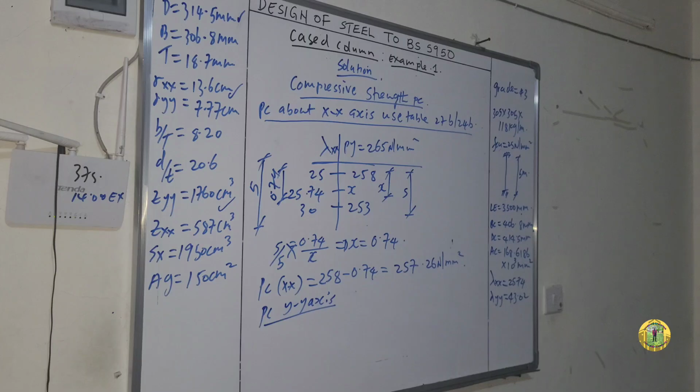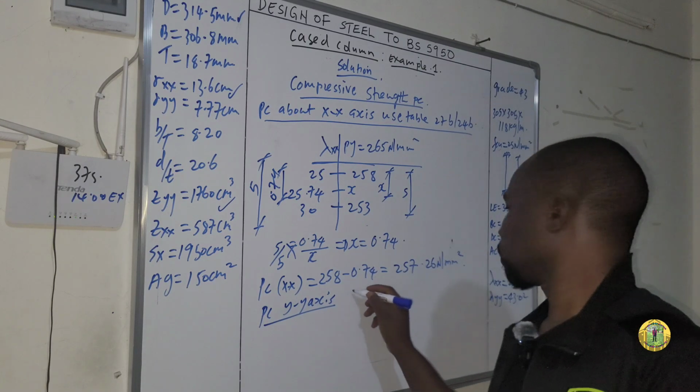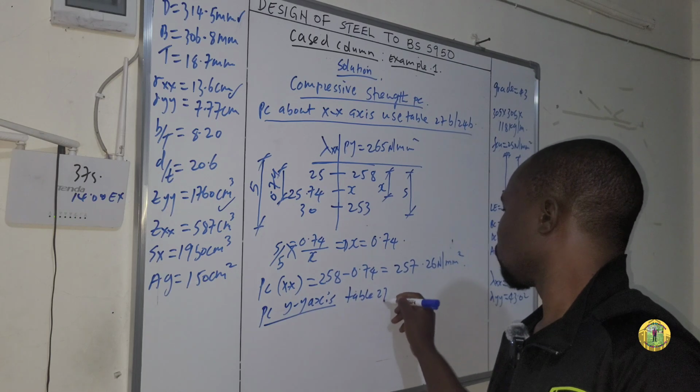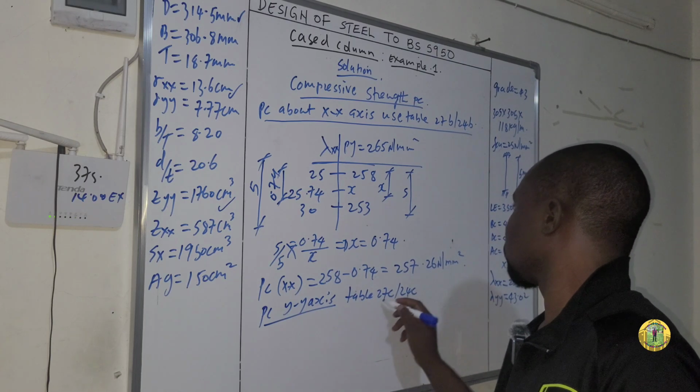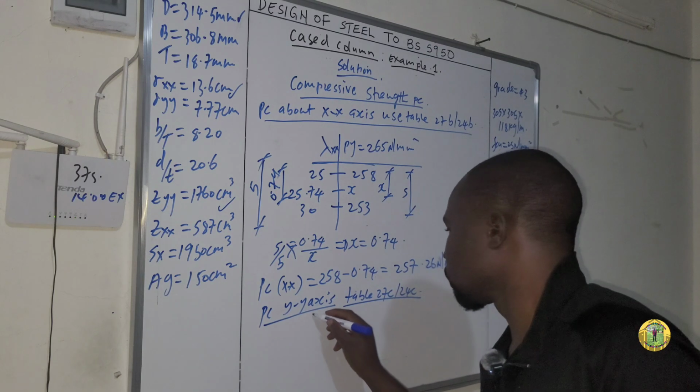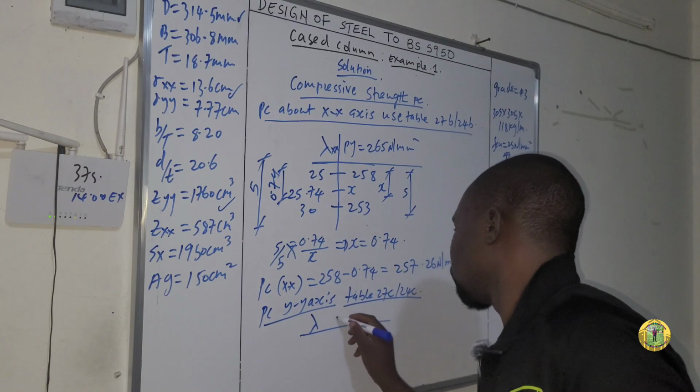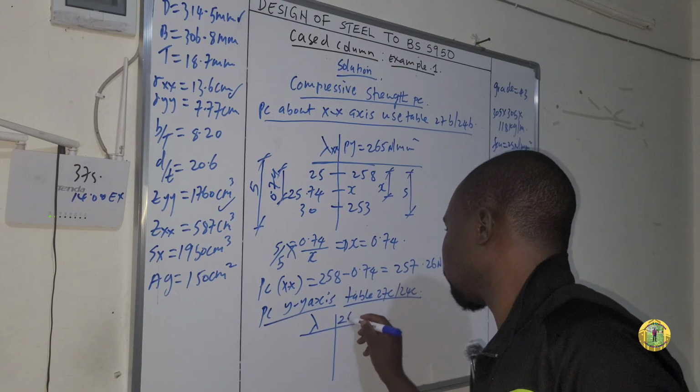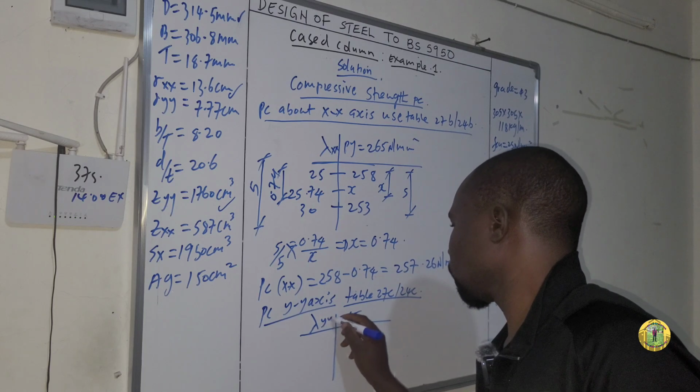So again, you'll go to the table. So this one you'll use table 27C or 24C. Again, I'm not going to show you how to read this table. This is something you have done severally, and it should not be an issue for you to use it. So we have this, and we have 265. This is YY.